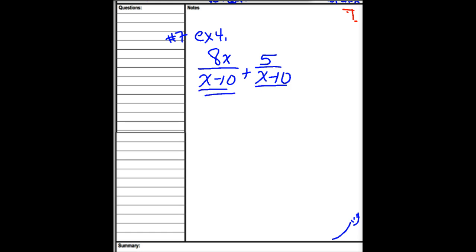Example 4 is like number 7 on your worksheet. 8x over x minus 10 plus 5 over x minus 10. Well, this one's really easy because it has an LCD, so I don't need to mess around with it.